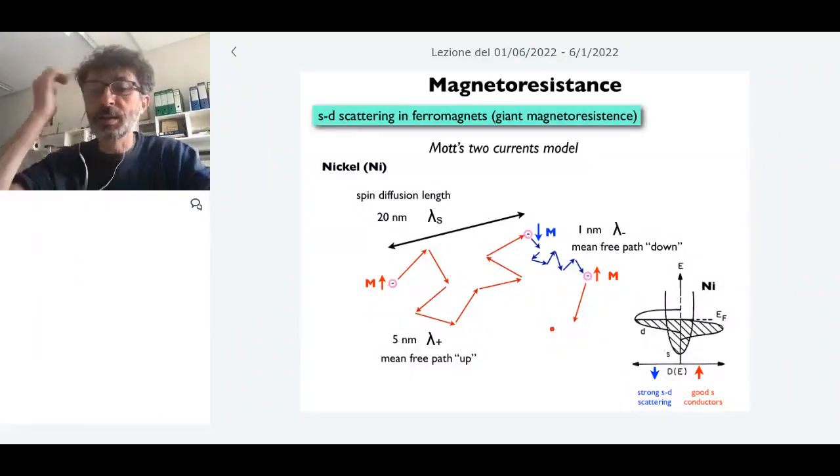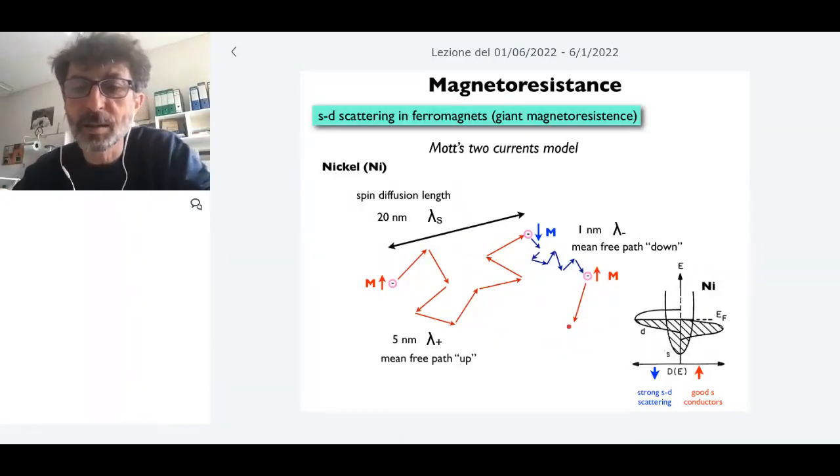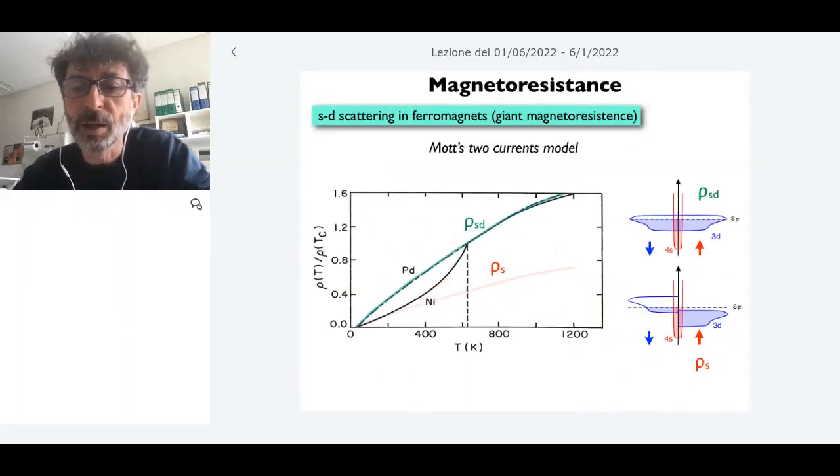This is a characteristic of ferromagnets: the fact of having a different mean free path for electrons with a local magnetization, I mean a spin, parallel to the main magnetization or antiparallel. And this creates the specific properties of ferromagnets.